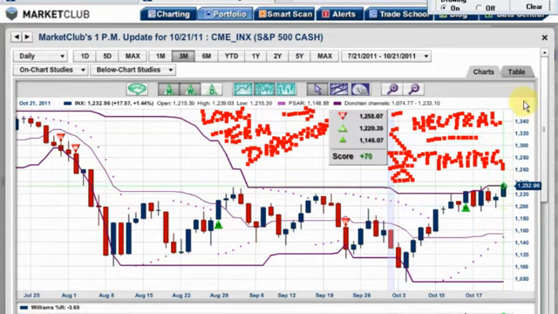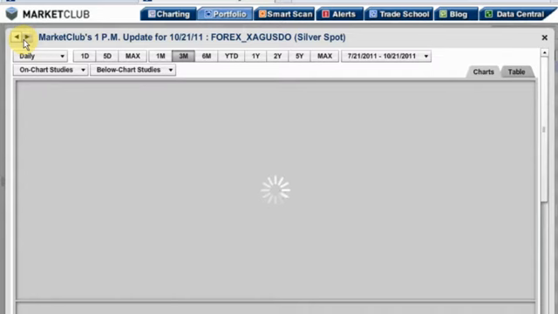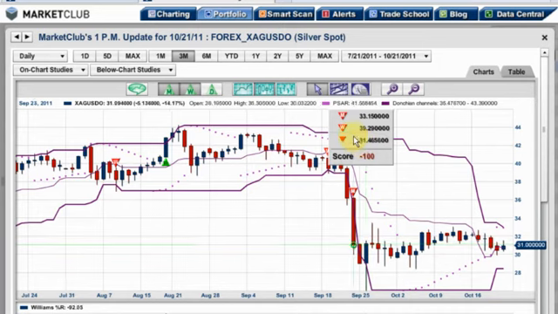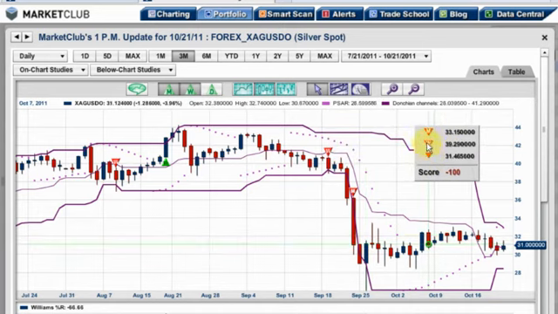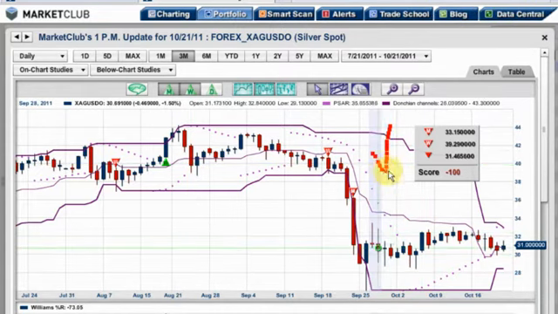So let's go to our next market to clear everything off the screen. We're going to go to the silver market, and that's going to be the spot silver, which we track every day. You can see right here on the spot silver market, all of our trade triangles are red. What this means very clearly is that you have a very, very strong downward trend, or what they would call a bear market.